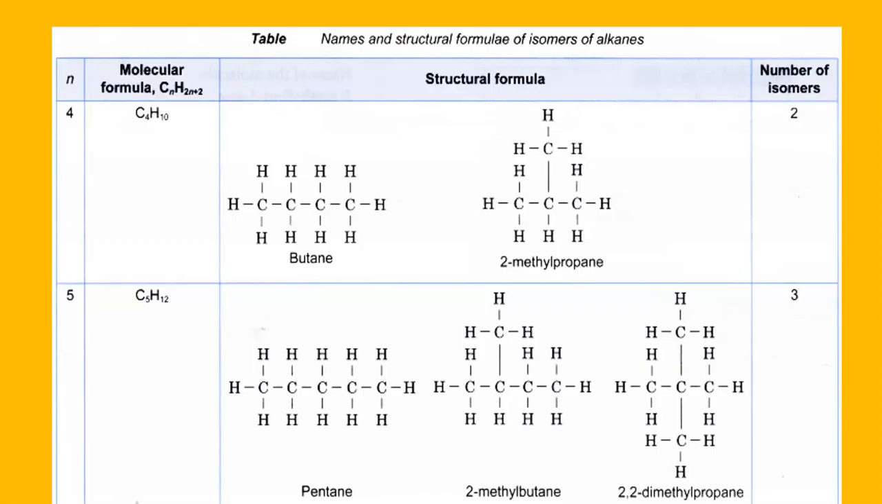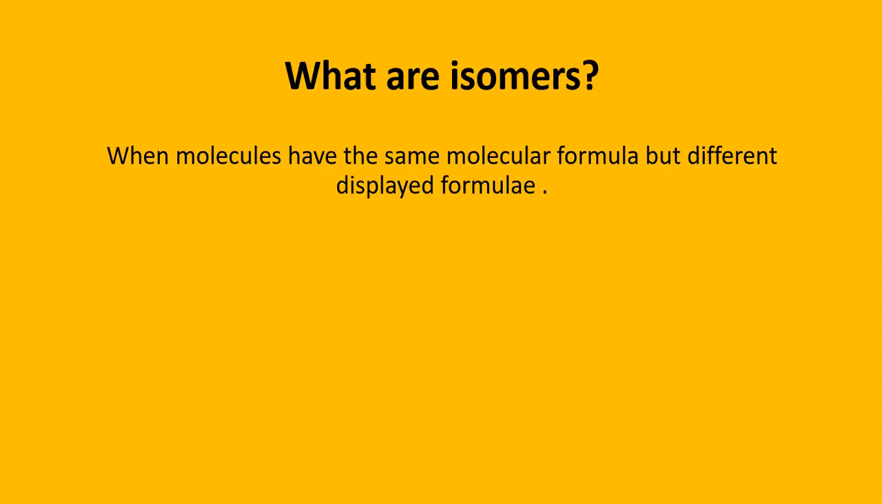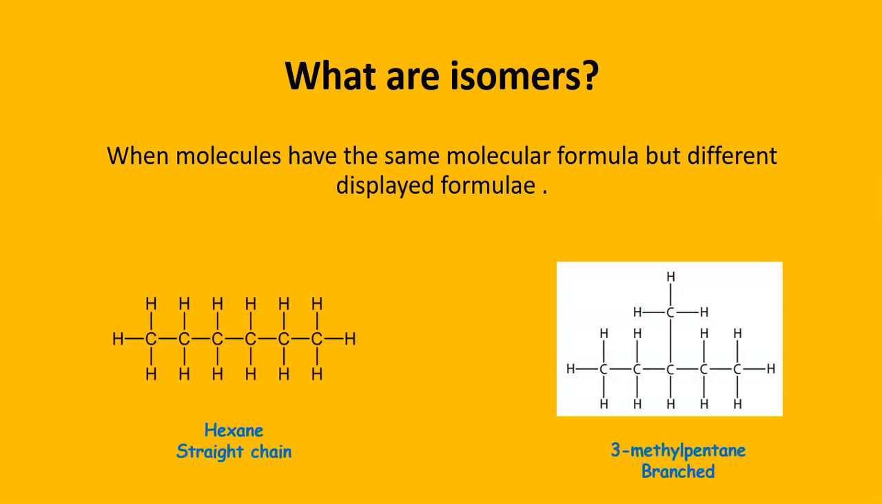I've also put a couple of examples at the bottom here for you to look at. You might want to come back and review this part of the video after we talk about what they are. Isomers are molecules which have the same molecular formula but different displayed formulae. Let's look at these two as examples. We have 6 carbons in both and 14 hydrogens, so they both have the same molecular formula. But if you look at the molecule on the right, it is arranged slightly differently. Instead of having 6 carbons in a row, we now have 5 carbons in a row with 1 carbon coming off of the chain.